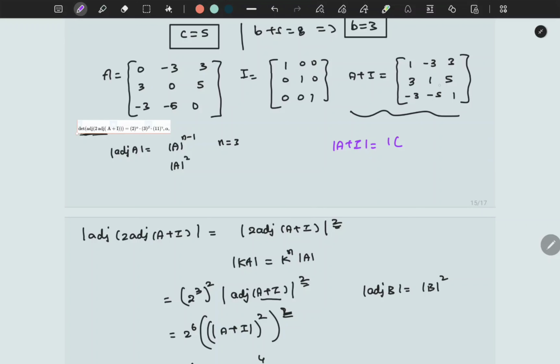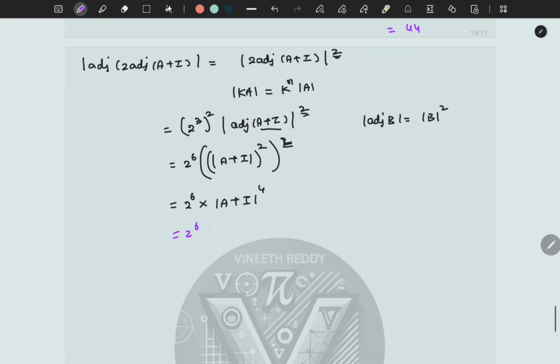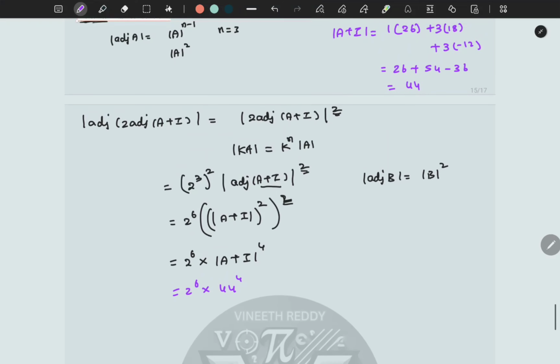Expand the determinant along the first row. We get 1 into 1 plus 25, that is 26. Minus of minus 3 will be plus 3 into 3 into 1 is 3, 3 plus 15, that is plus 18, so 3 into 18 is 54. Plus 3 into minus 15 plus 3 is minus 12, which gives minus 36. So we get 26 plus 54 minus 36. 26 minus 36 is minus 10. 54 minus 10 is 44. So this value will be 2 to the power 6 into 44 whole power 4.